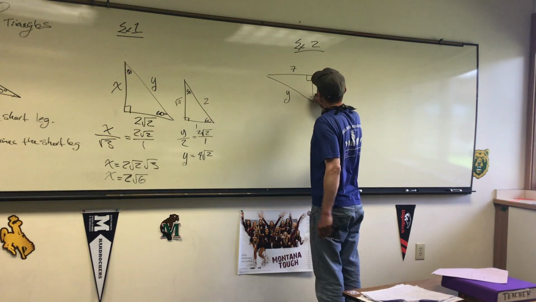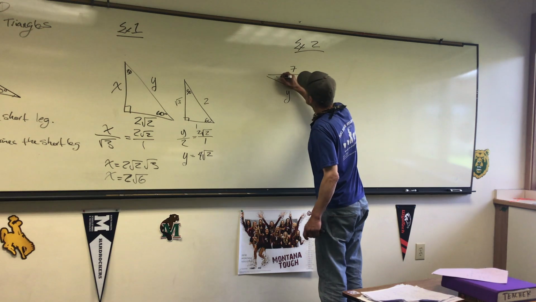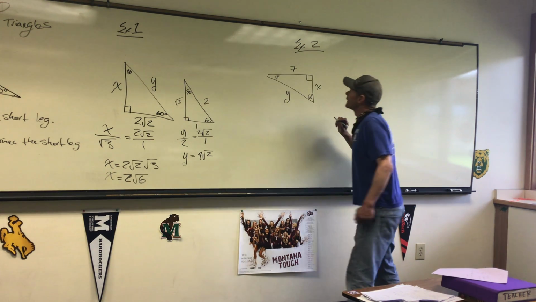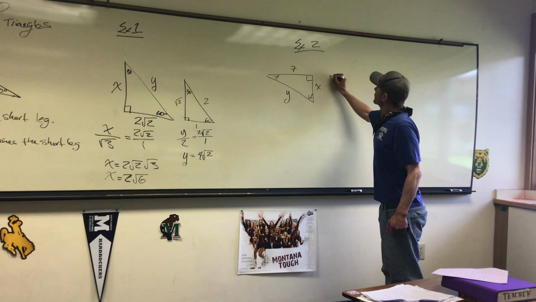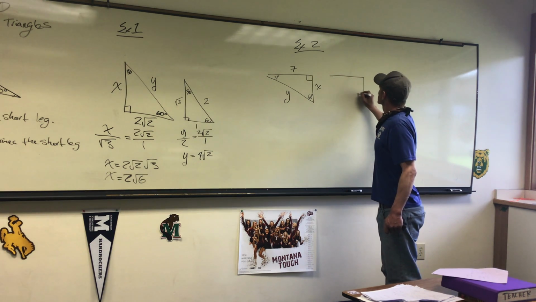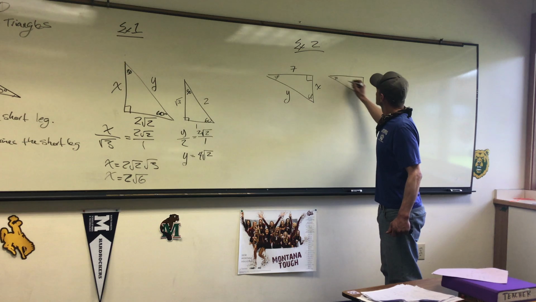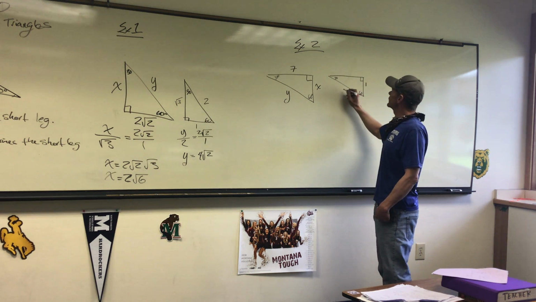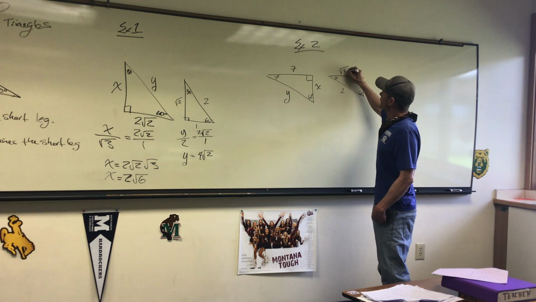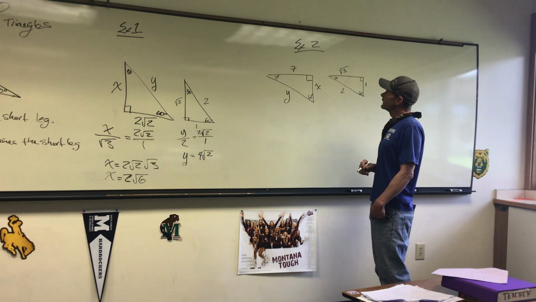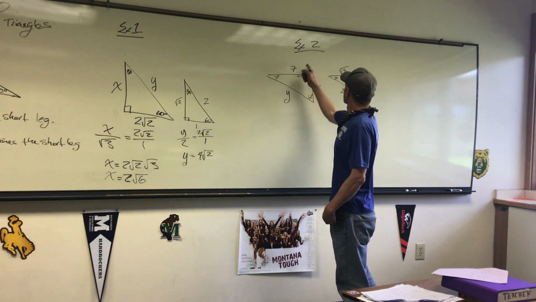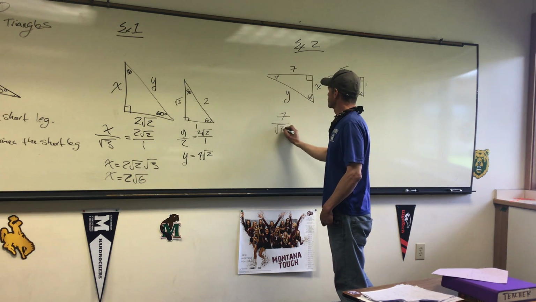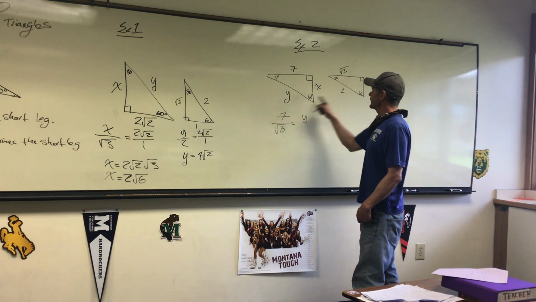Okay, so this is the 30-degree angle, this is the 60-degree angle. I'm going to draw a little 30, 60, 90 triangle right next to it. I'm going to label the proportions. I know that if the short leg is 1, the hypotenuse is 2, and the long leg is square root of 3. And so, let's set it up. 7 is to square root of 3 as y is to 2.